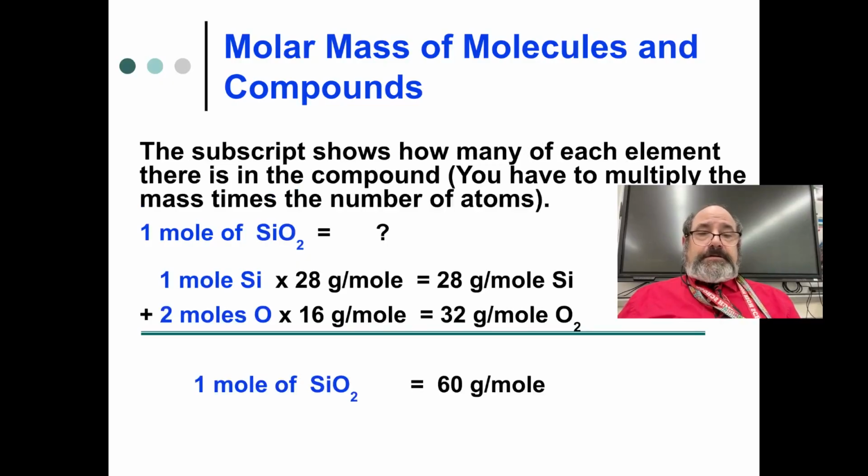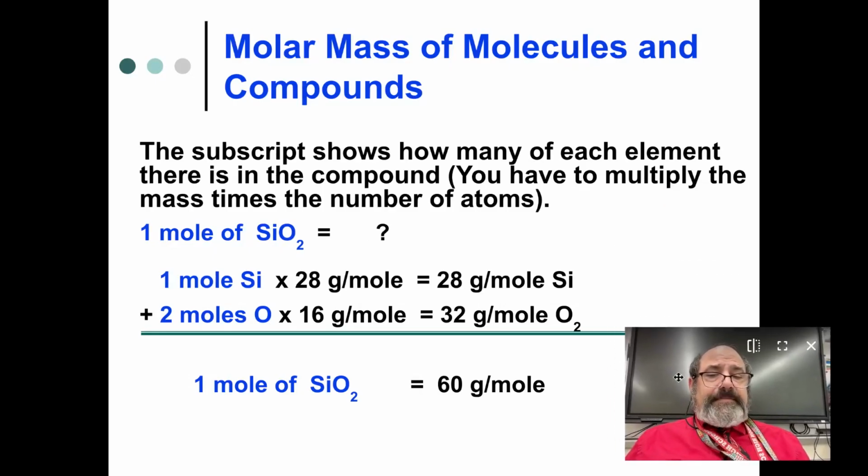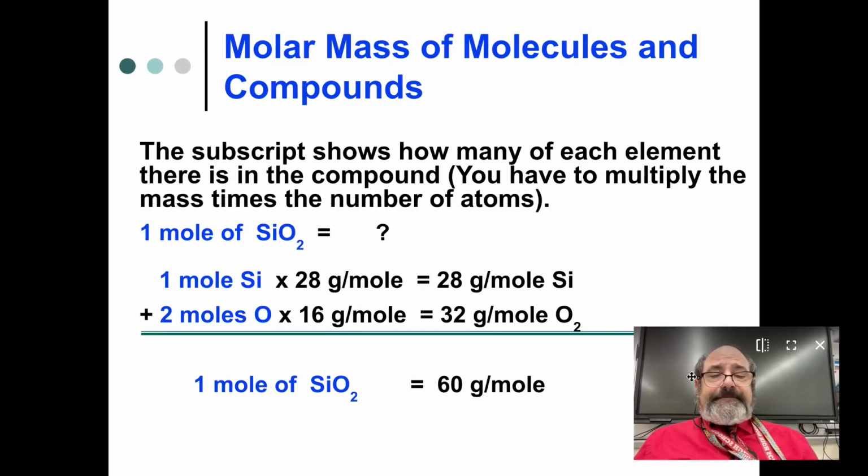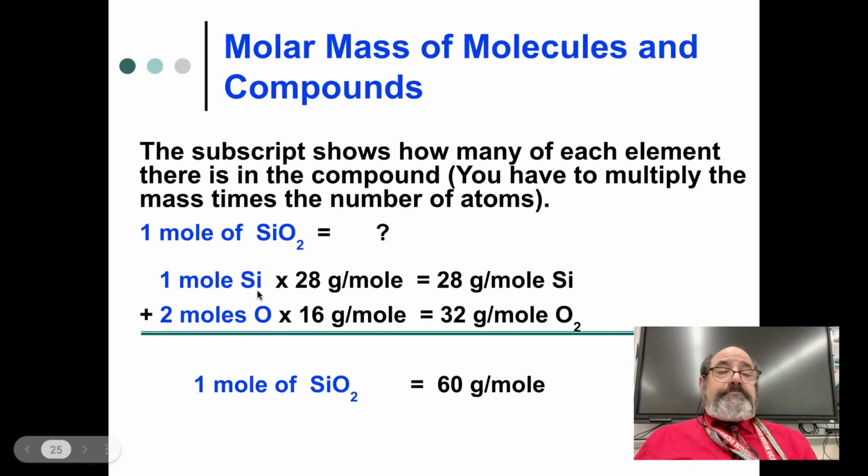Now, something that's a little more different. Oh, it's got a little 2 there. Uh-oh, what happens when you have a number on the bottom there? Well, you got to do something different. And the different thing you need to do is, drum roll, multiply. So 1 mole of silicon weighs 28 grams.